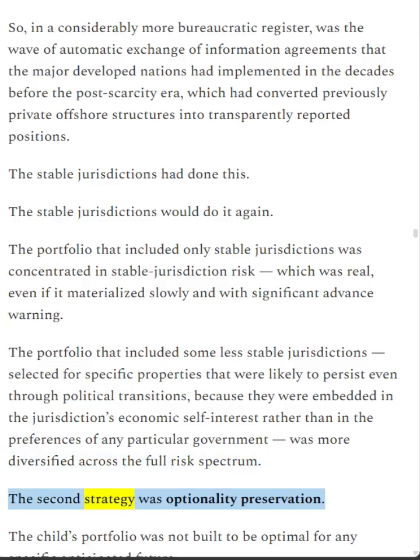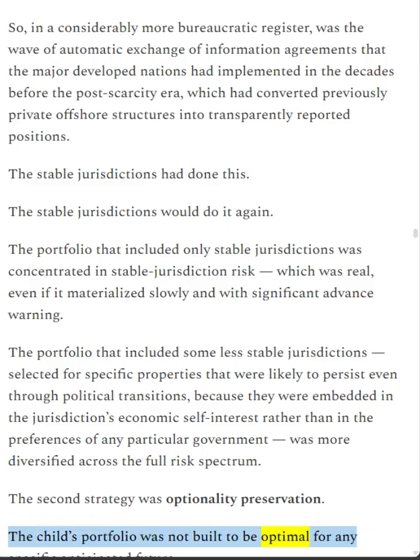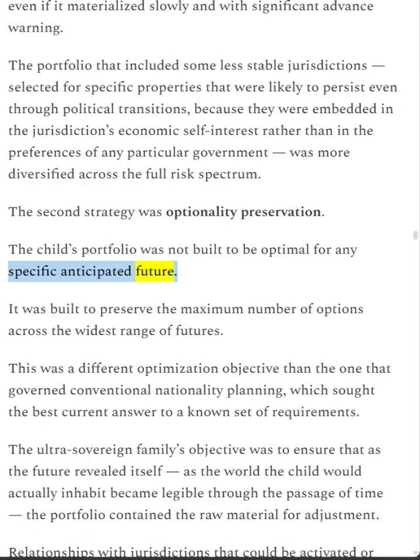The second strategy was optionality preservation. The child's portfolio was not built to be optimal for any specific anticipated future. It was built to preserve the maximum number of options across the widest range of futures. This was a different optimization objective than the one that governed conventional nationality planning, which sought the best current answer to a known set of requirements. The ultra-sovereign family's objective was to ensure that as the future revealed itself, as the world the child would actually inhabit became legible through the passage of time, the portfolio contained the raw material for adjustment.